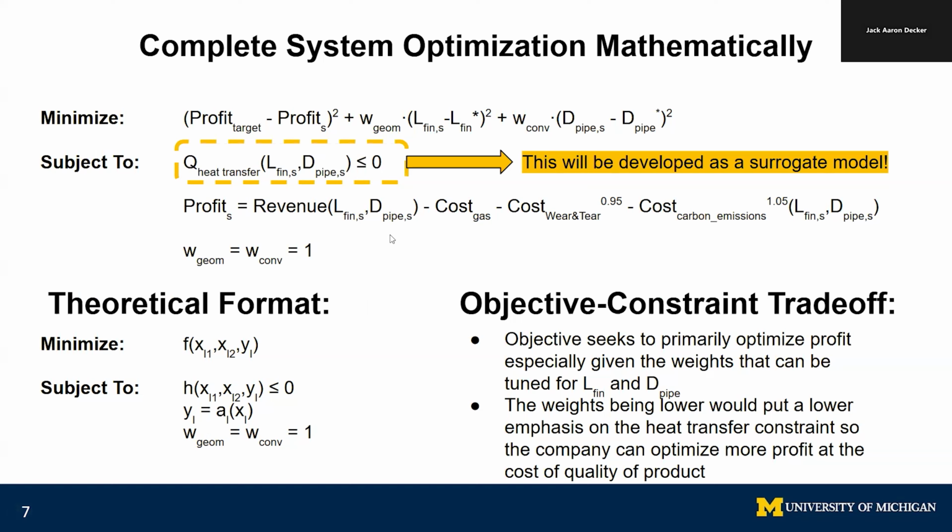And our objective constraint trade-off, the objective seeks to primarily optimize profit, especially given the weights that can be tuned for L-fin and D-pipe. The weights being lower would put a lower emphasis on the heat transfer constraint. So the company can choose to optimize more profit at the cost of the quality of the product, but that's not necessarily recommended. And that can even be flip-flopped if you want to.